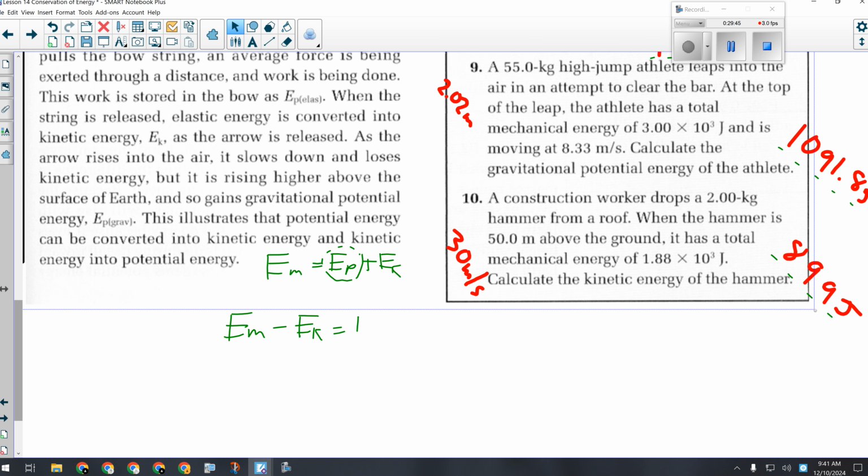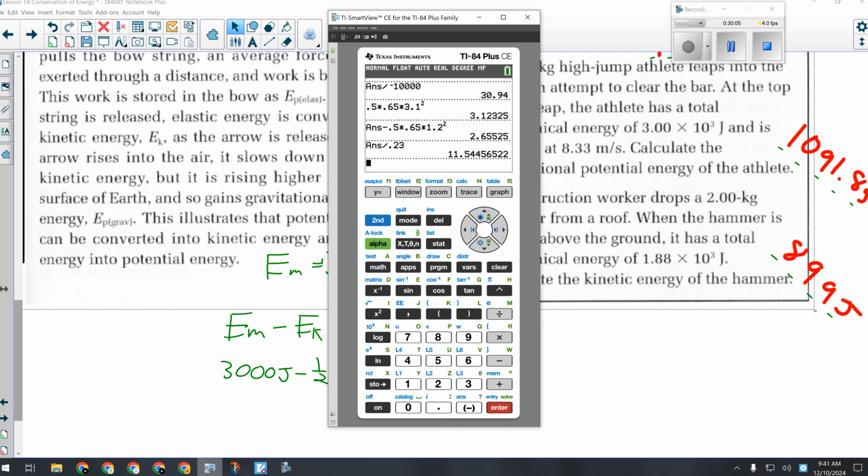Okay, so the mechanical energy, they told me, is 3,000 joules, minus 1/2 times 55 kilograms times 8.33 squared. Just so you know, that's fast. That's 30 kilometers an hour. 8.33, that person is really motoring. All right, so we've got 3,000 minus 0.5 times 55 kilograms times 8.33 squared. There's how much potential energy they have right now.